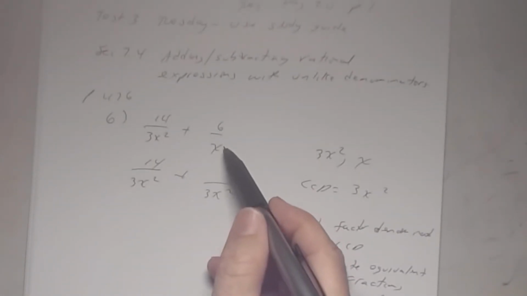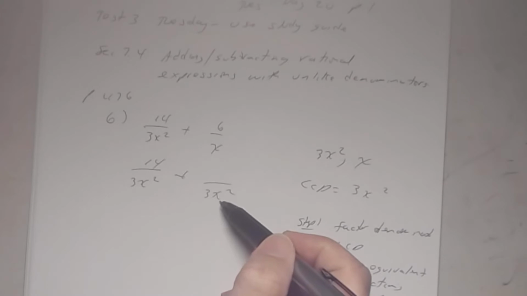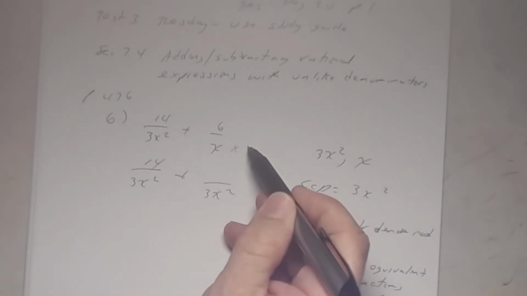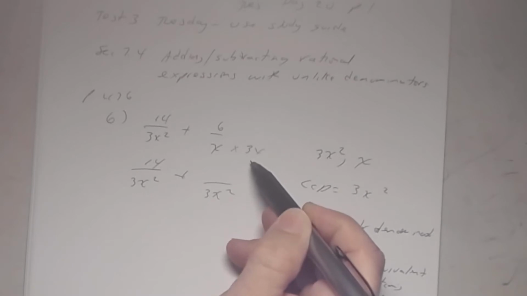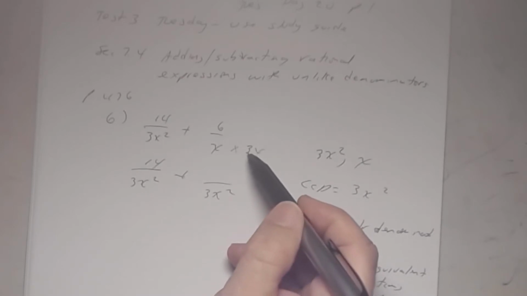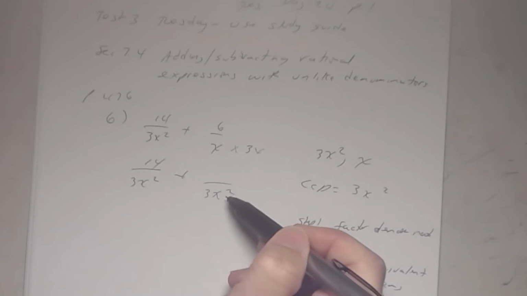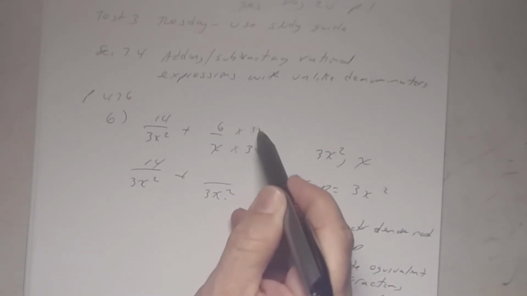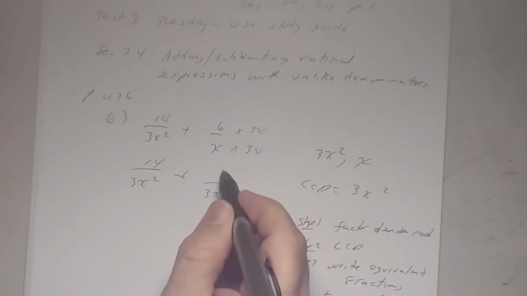14. All right, let's talk about this right here. I want to go from x to 3x squared. So that means I have to multiply this by what? 3x, because 3x times x is 3x squared. But what I do to the denominator, I have to do to the numerator. So what's 6 times 3x? 18x. All right, so that's where I'm at.